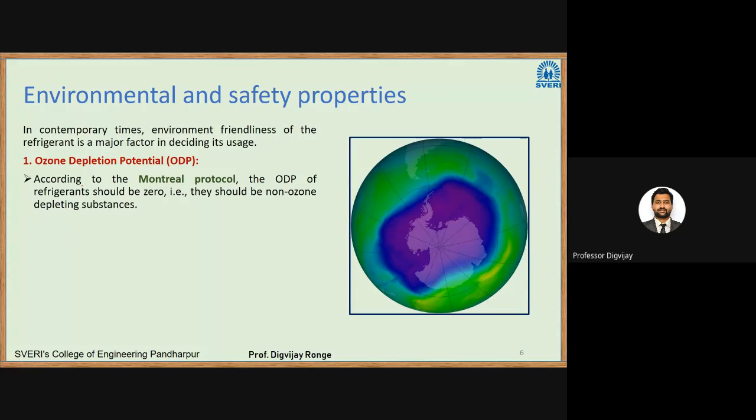So you can search online for this Montreal Protocol. You will get good information. Another summit was conducted, and that protocol we call the Kyoto Protocol. Kyoto is related to the emission of CO2 gases. That also is very important. So the Montreal and Kyoto Protocols are very important from this environmental point of view.